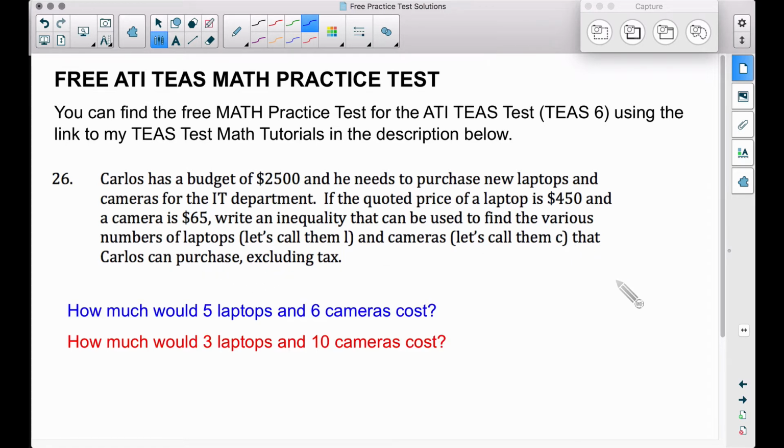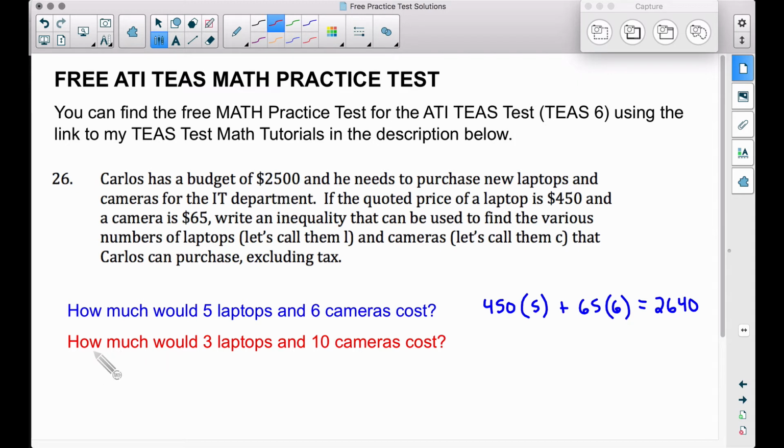So before we dive into the solution to this inequality, I want you to think about a few things. How much would 5 laptops and 6 cameras cost? So look at this equation that I have here. How much would 5 laptops and 6 cameras cost? Well, since one laptop is $450, according to the problem, 450 times 5 is going to tell us the price of the 5 laptops, plus $65 per camera times 6 cameras. Working all this out on a calculator or pencil and paper, you will get $2,640. Carlos cannot order 5 laptops and 6 cameras because that is exceeding his budget of $2,500.